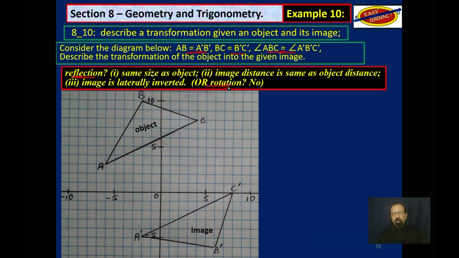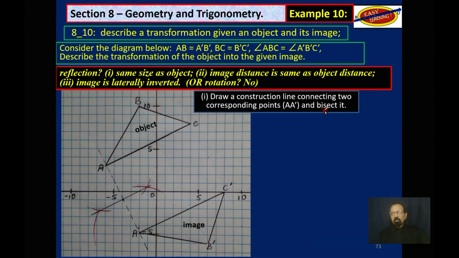It's not a rotation. If it were a rotation, that A could be A prime, but that B here will not be quite down here. That B will be somewhere higher up there, and that C will be further down here. So no, that's not a rotation.